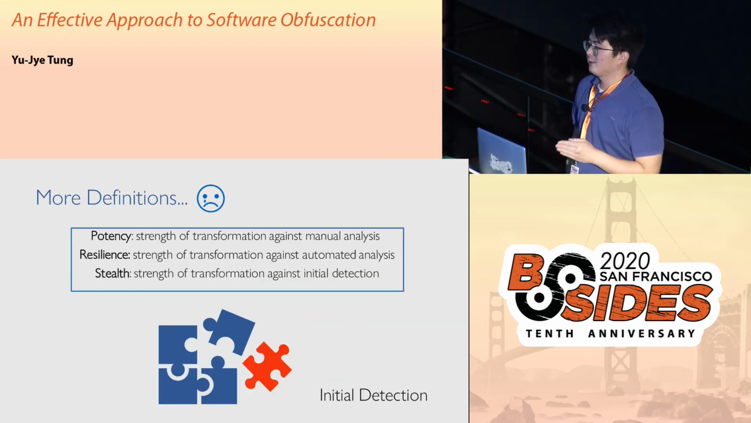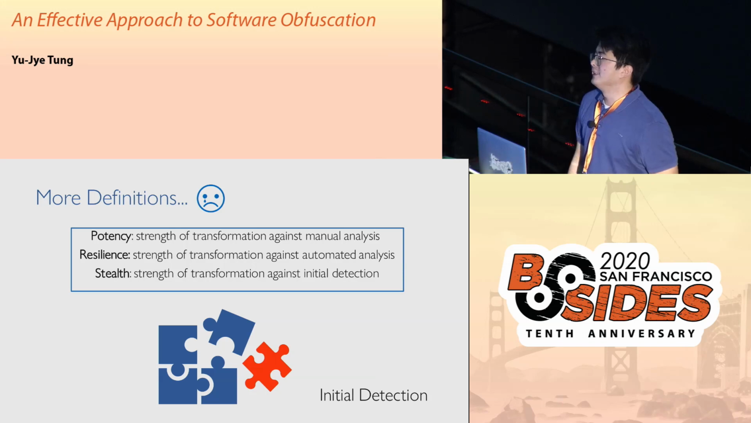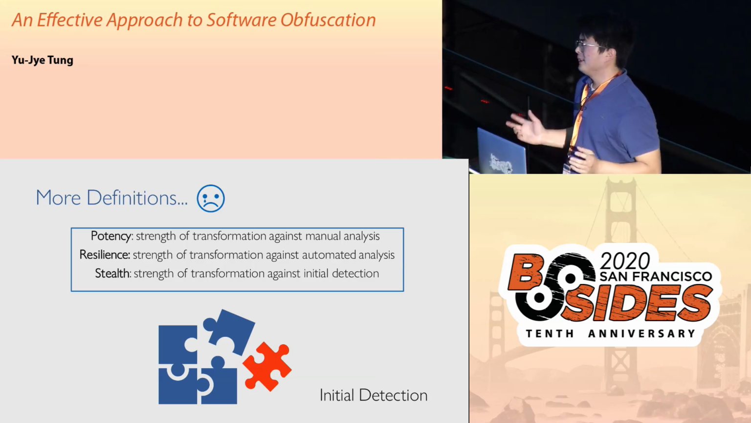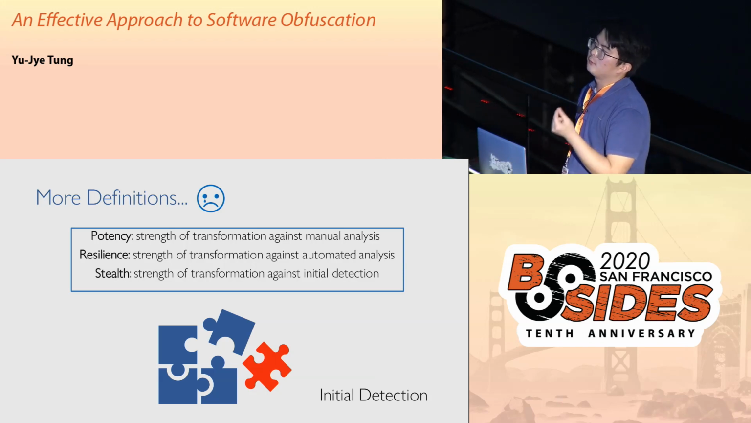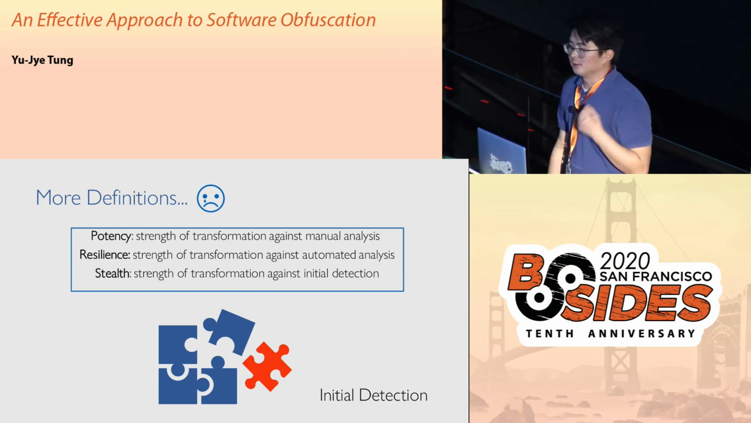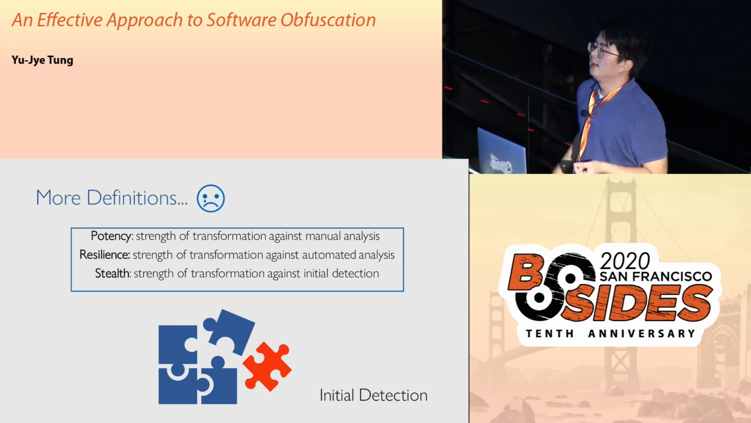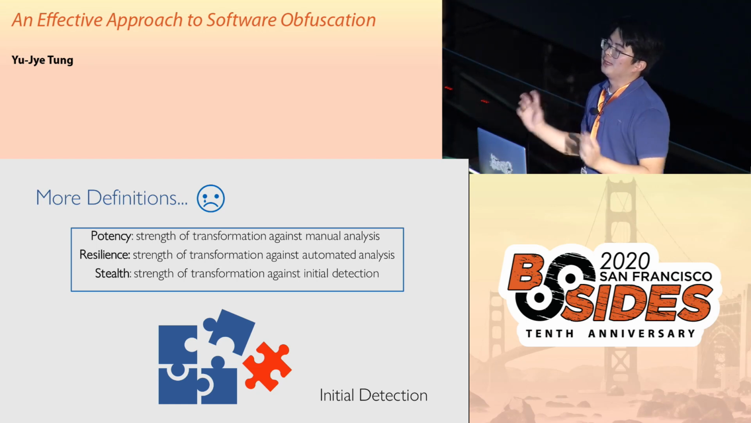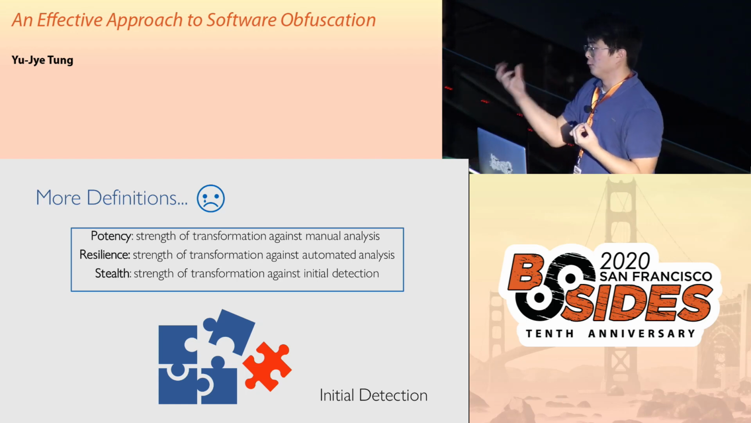Stealth measures the strength of the transformation against initial detection. Essentially, it's how well the transformed code blends in with the original authentic code. So the stronger the stealth property, the harder it is to differentiate between the transformed code and the original code.